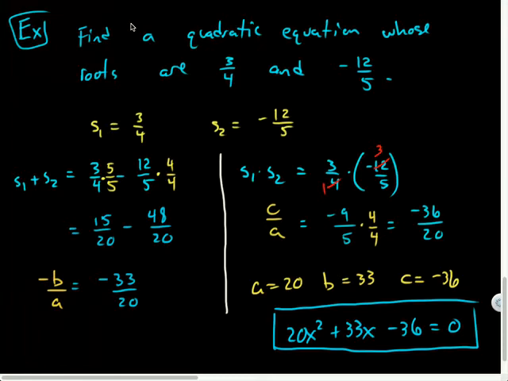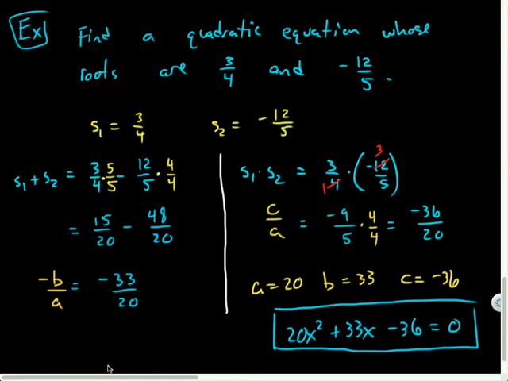If I wanted a variation of that, I could multiply it by 2 or divide by 7, and I would find all sorts of variations of other quadratics that have exactly the same roots. And if I wanted a quadratic function that had those x-intercepts, I could just say y equals 20x squared plus 33x minus 36.